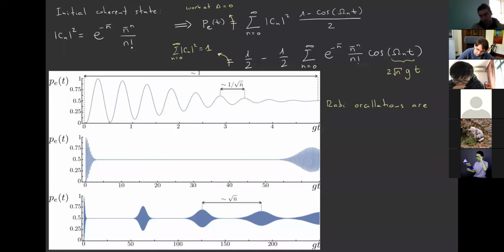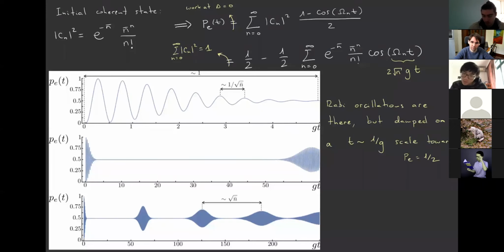So they are there, but they are damped. And in particular, they are damped on a time scale t that goes as 1 over g. And they are damped towards a value where the probability of being excited is equal to 1/2, okay?